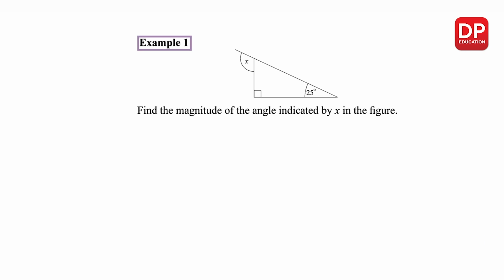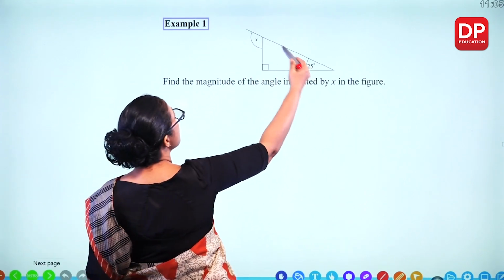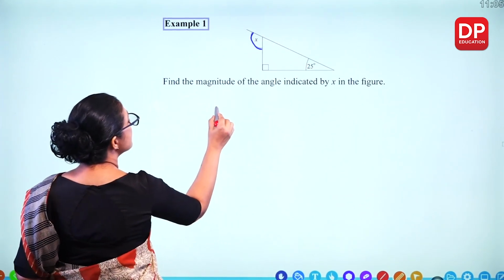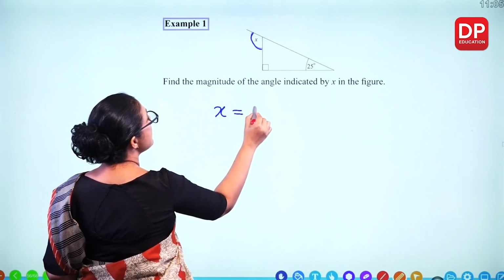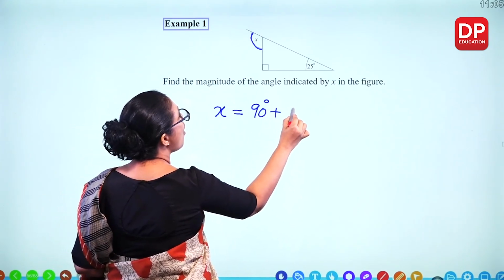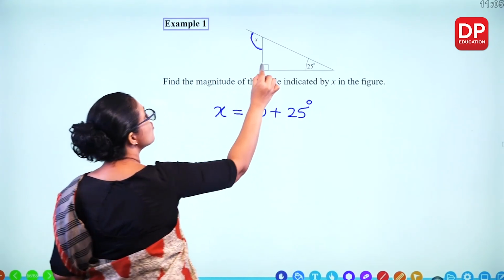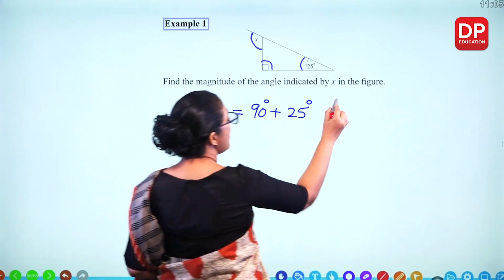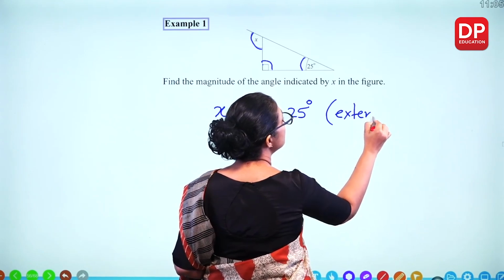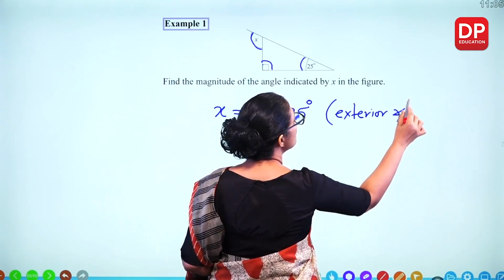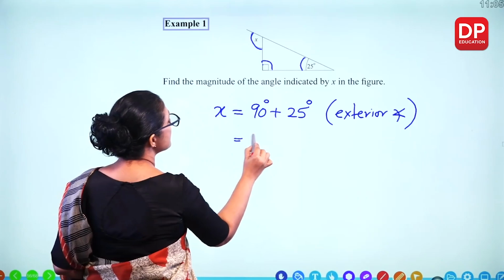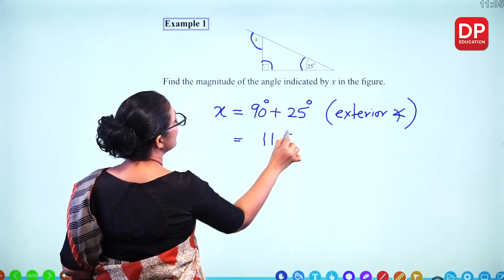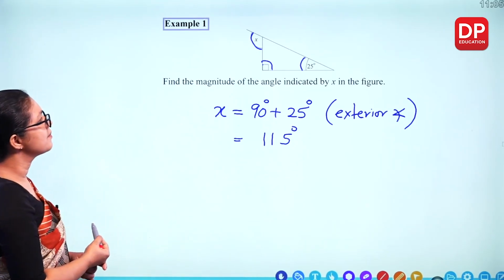Example number 1, find the magnitude of the angle indicated by x in the figure. This is the extended line, this is the exterior angle. So, exterior angle is equal to the sum of opposite interior angles. So, these two are the opposite interior angles. So, we can write exterior angle is equal to the sum of opposite angles. So, x equals 150.